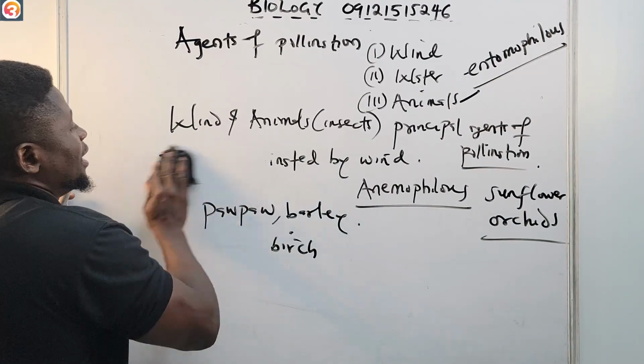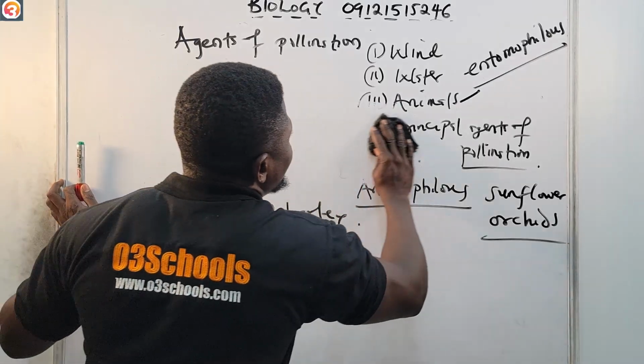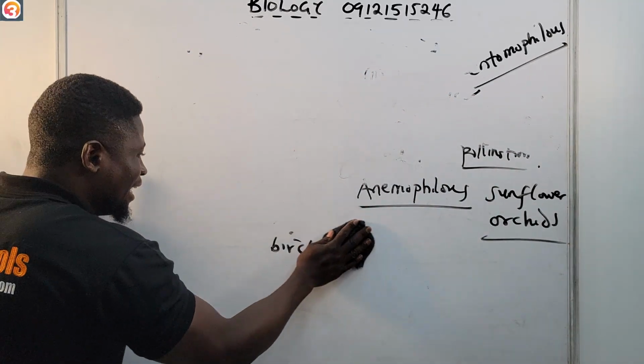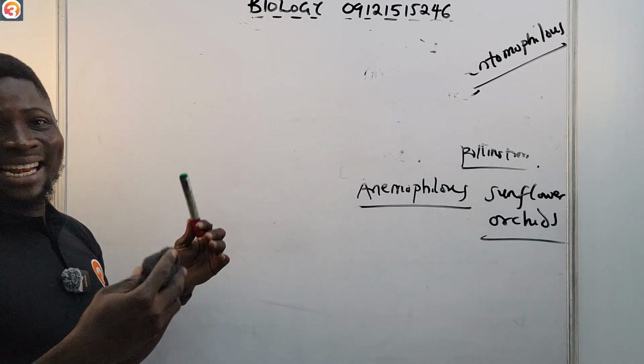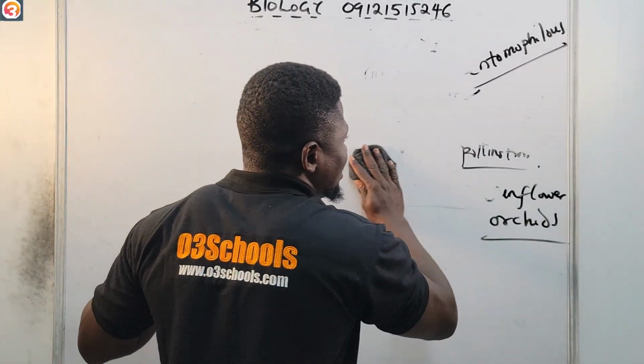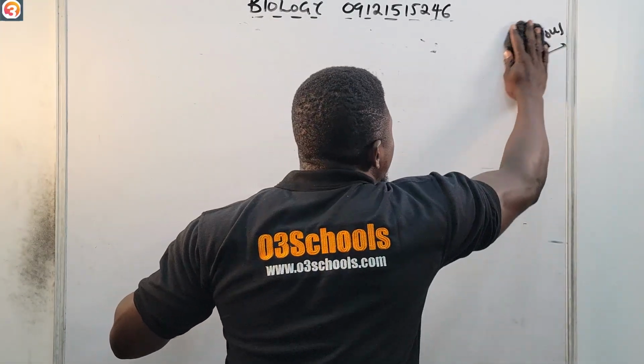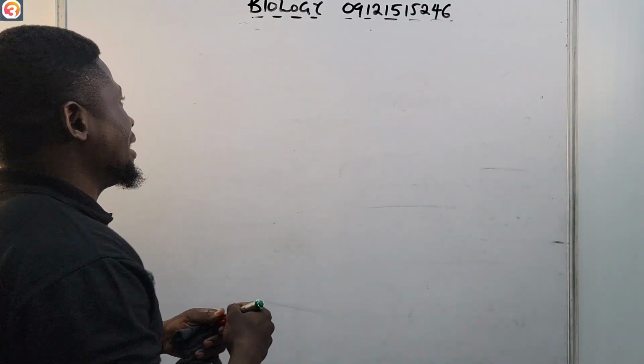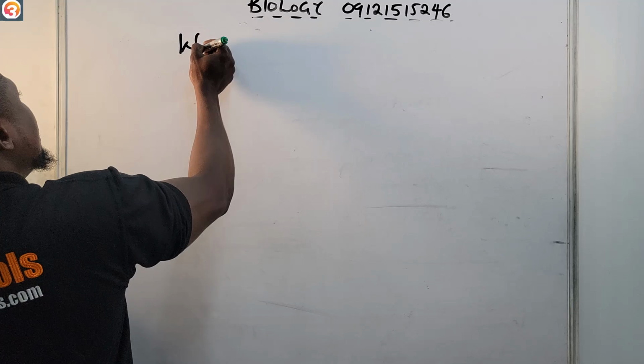Now let us quickly see characteristics of wind pollinated flowers. Of course, for wind to be able to carry them, it means that they are light. They are light, they are not heavy, okay? So air current can easily carry them.